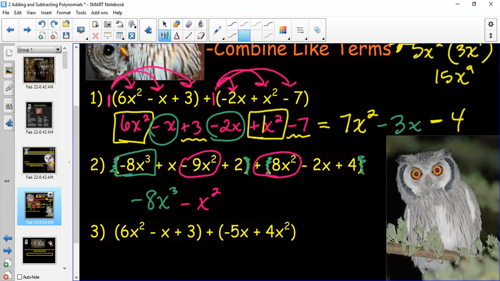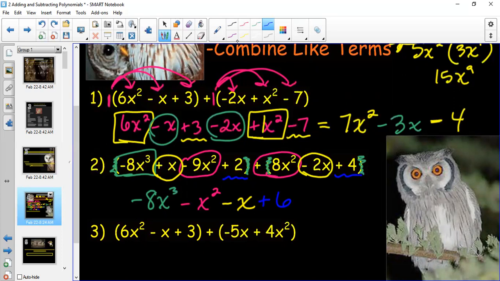All right, I'm going to keep going. Now I'm going to do my x terms. So I have a positive x and a negative 2x. That gives me a negative 1x, or a negative x. And the last, I have my constants, which is a positive 2 and a positive 4, which gives me a positive 6 when I combine them.